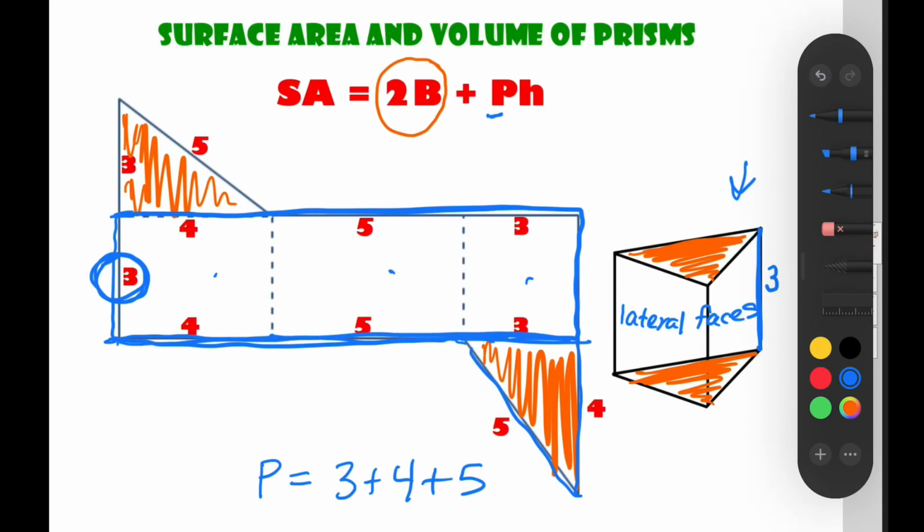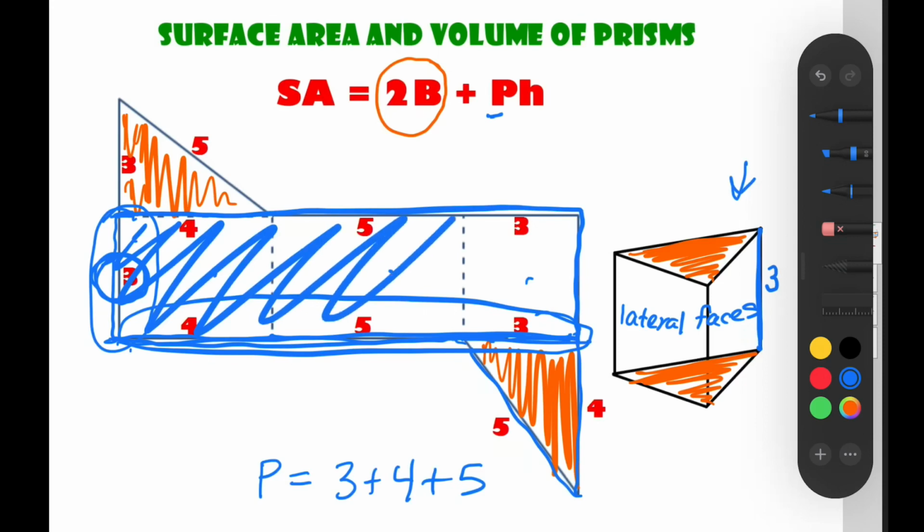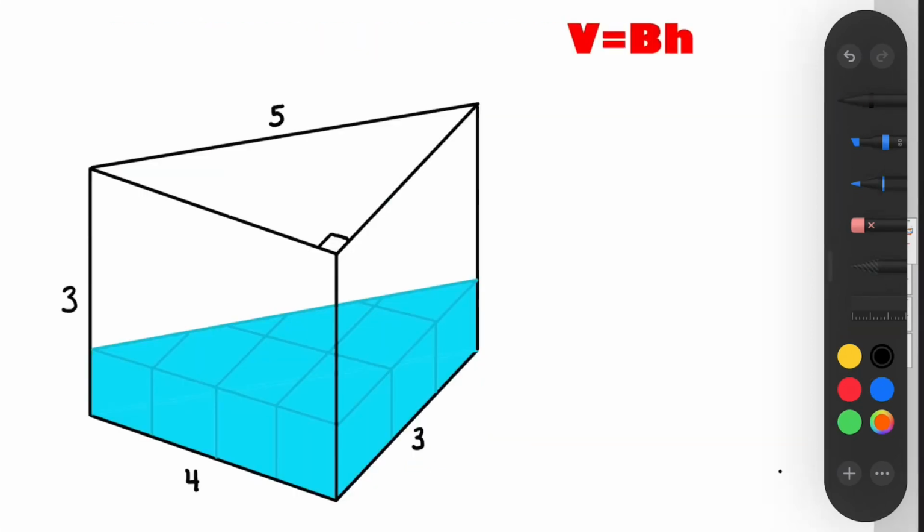So here's why the formula works. This entire piece along the bottom is the perimeter, and this 3 right here is the height. And so if I take base times height, I get the area of the rectangle, which is the area of all 3 lateral faces. Now, volume is talking about how much can be held inside of our prism. I like to think of this as cubes of ice.